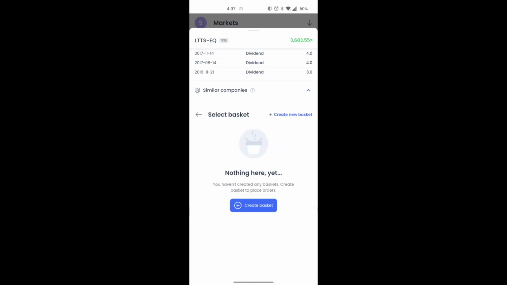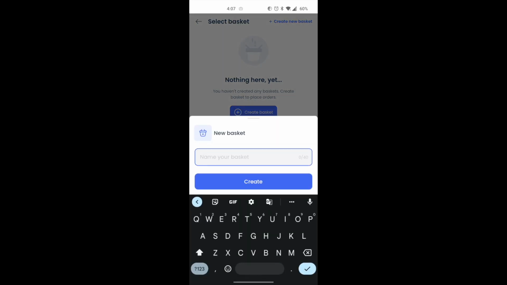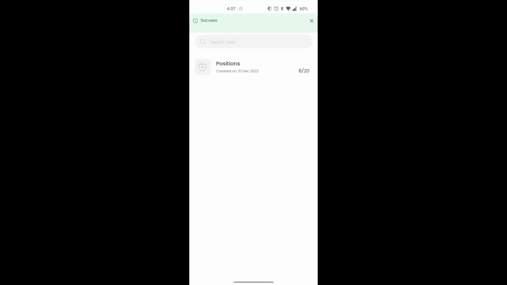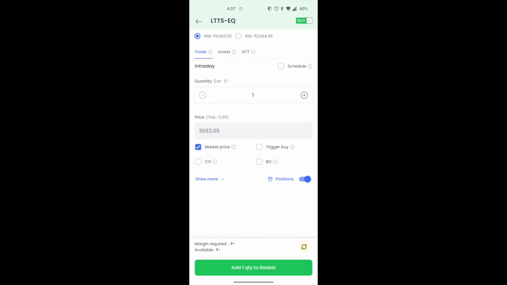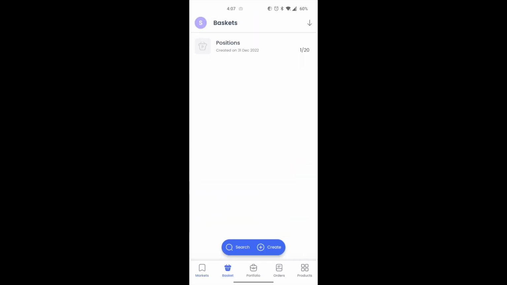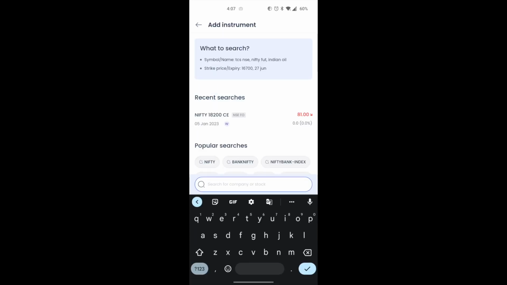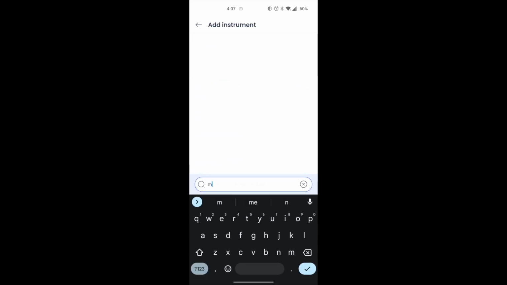This is our next page. Say for example, if you want to create a basket, let's say positions, and create a basket, you can keep that successfully. You have added L&T Technology Services into the positions basket. Let's say if you go back and see how this basket is going to work, you have created one position here. You can also add another position. You can also add M&M.